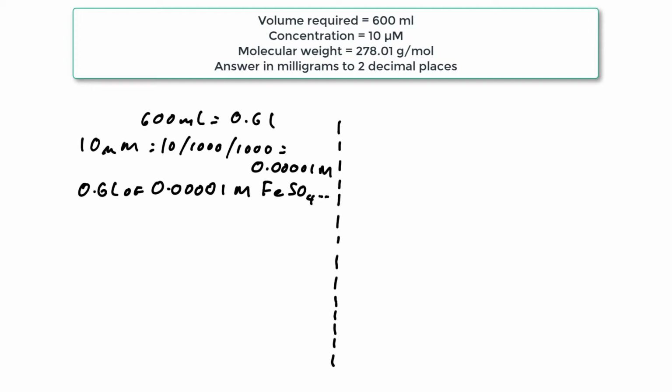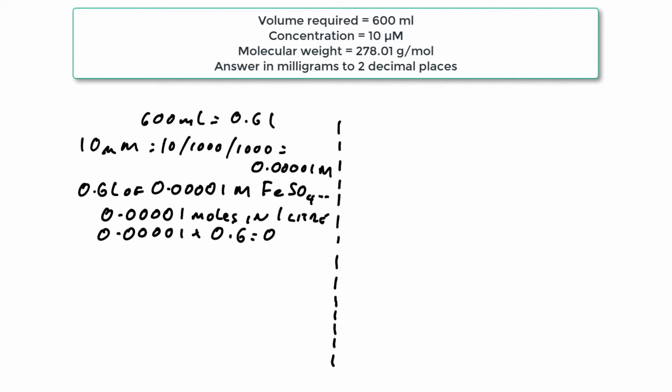Now if we had 1 litre of this solution, we would in fact have 0.00001 moles, but as we've got 0.6, all we have to do is take this number of moles and multiply it by the volume, which is 0.6, and this gives us the number of moles present in the 0.6 of a litre, which is 0.000006. So that should be 0, then 5 zeros and then 6 moles.